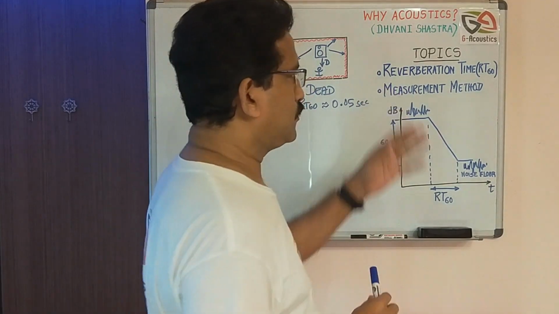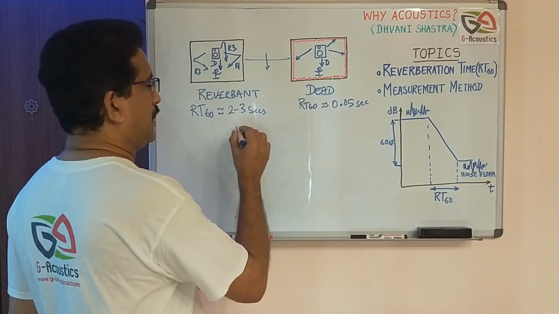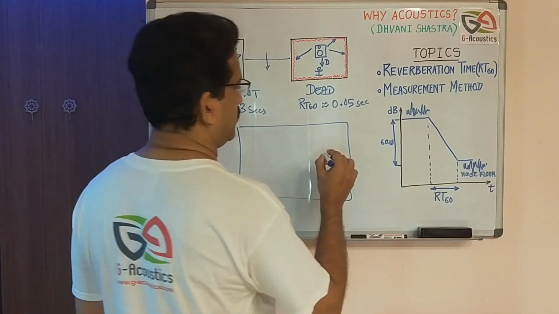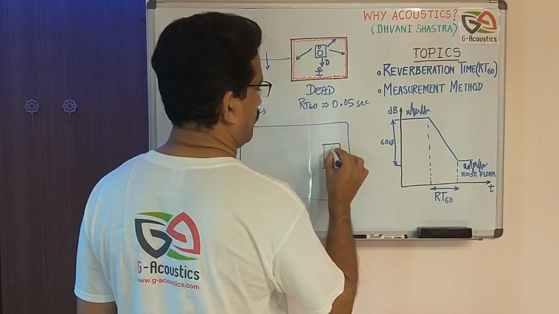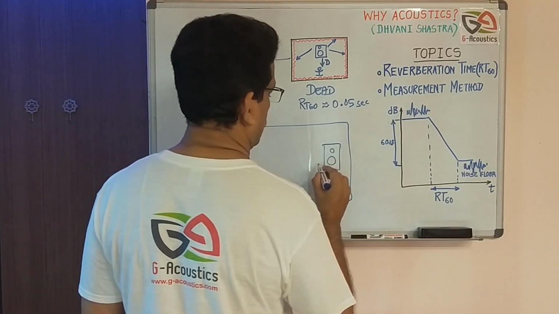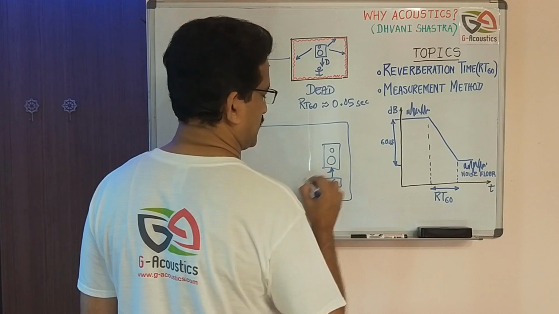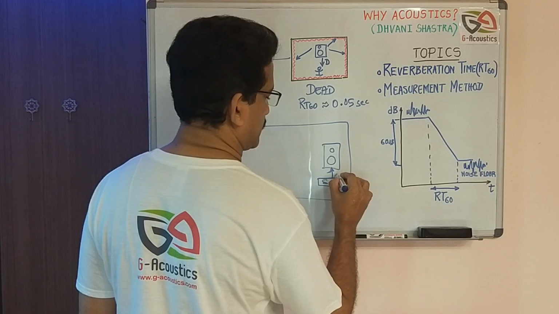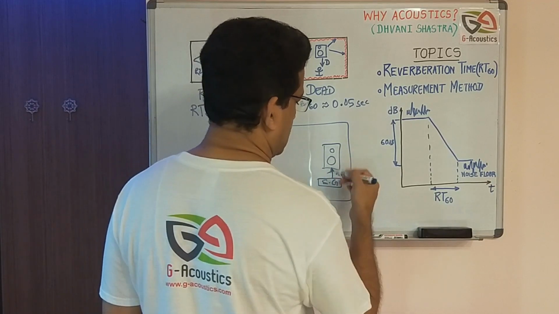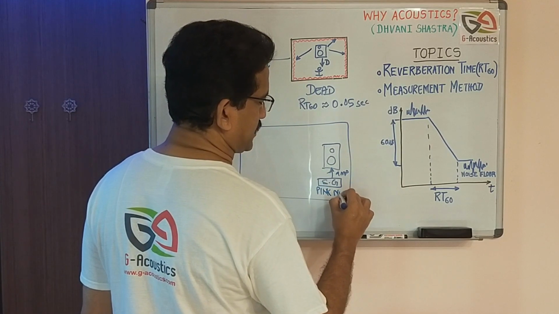Now, coming to the measurement method, how it is measured. Let us say this is a room, and normally we will have a big speaker which is going to play a pink noise. There will be a signal generator connected through an amplifier. Let us take this as a powered speaker, and we will generate a pink noise.